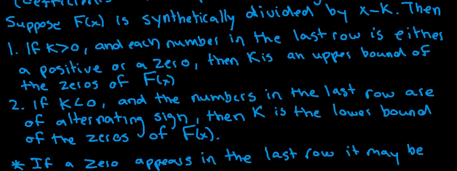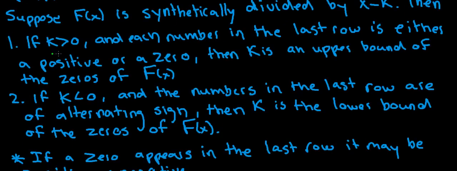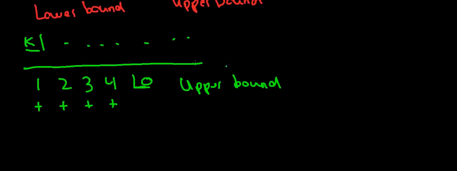According to our first rule up here, if we have a k greater than 0 and each number in the last row is either a 0 or a positive number, that means k is an upper bound of the zeros of that function. So that means that whatever k is, it's the highest zero of f of x. So let's say k is equal to 10. That means there would be no zero greater than 10. That means we couldn't have a zero of 11 or 12 or 13. None of these are possible because k equal to 10 is the upper bound.